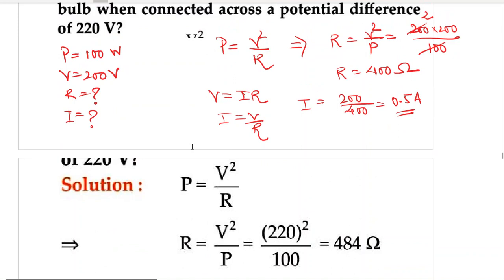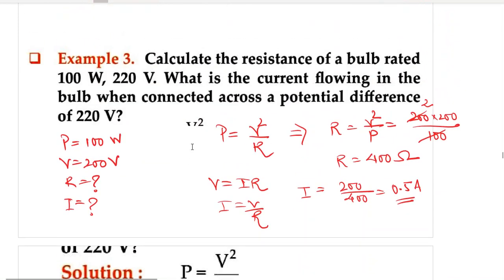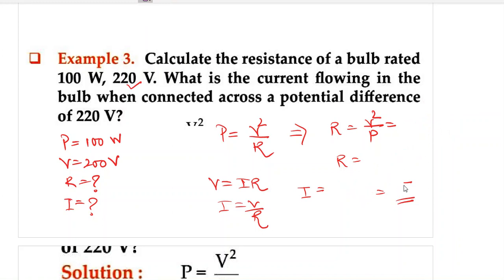Okay, there is some mistake. I took potential difference as 200, but it was 220. Okay, so let me do it again. I thought I made a mistake, but I could not recognize my mistake. So all my formulae were correct, but the value was wrong. V square by P. See, here itself I have written it wrong. It should be 220.